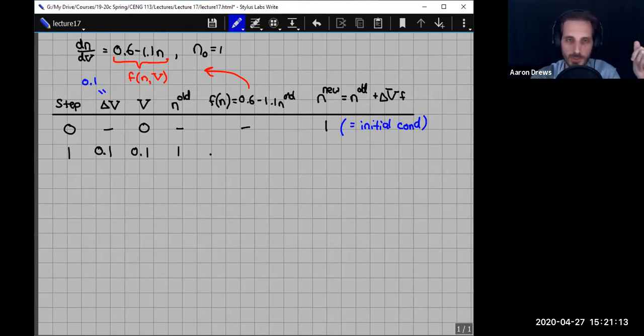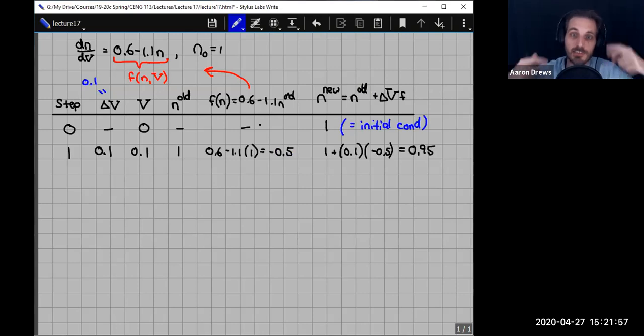I then evaluate my function, right? My f of n. So 0.6 minus 1.1 times 1. If I do that math, I will end up with minus 0.5. And now I can calculate a new value of n based on knowing nothing except the old value of n, which is here, and the value of my function, which is actually my slope, which goes here, right? I multiply that by my step size, and I've got a new approximation. So this looks like 1 plus the step size, 0.1, times the value of f, which is minus 0.5. And I end up with 0.95.